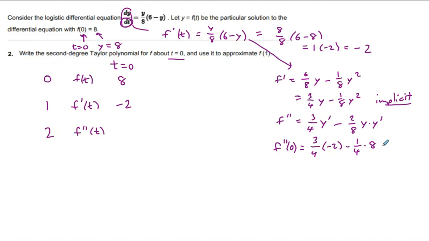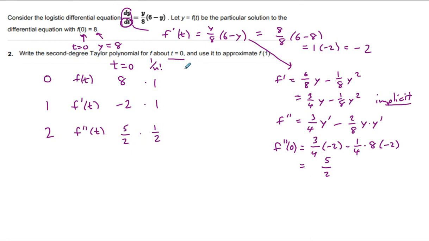And y prime, we just said, was -2. So we evaluate all of this, and we get 5/2. You can go through that on your own. So the value here is 5/2. We need to multiply this by 1/n factorial. For 0, that's 1. For 1, that's 1. And for 2, it's 1/2.